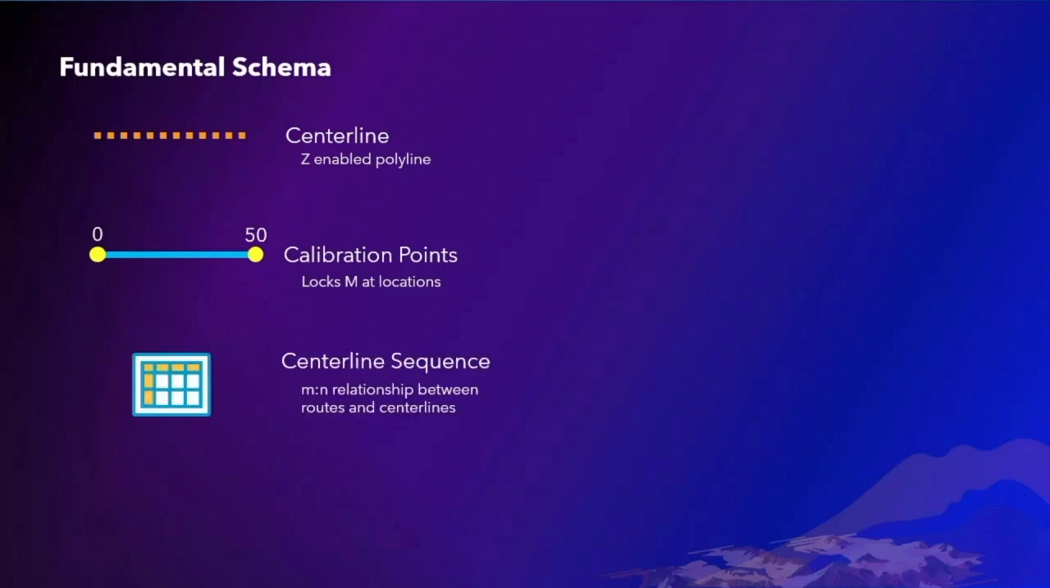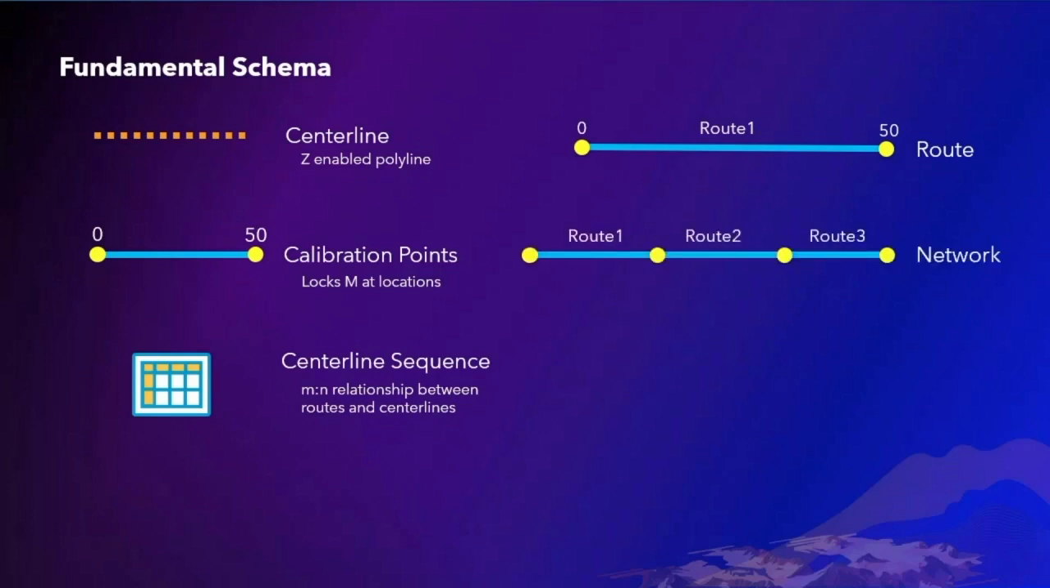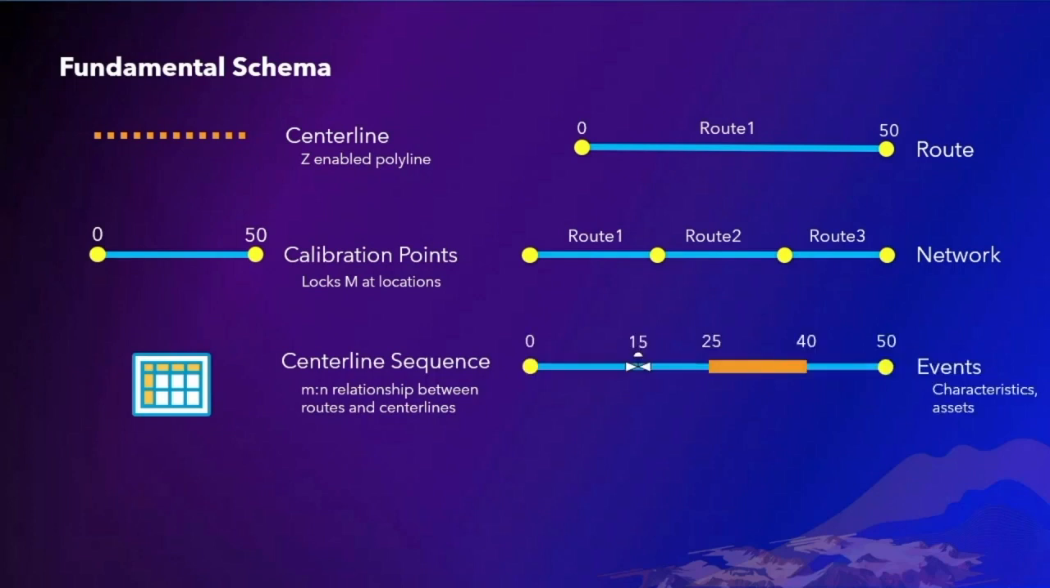The centerline sequence table connects the centerline geometry with the calibration point measures to create routes. And those routes are simply Z and M enabled features. Each route has a unique identifier in order to ensure the correct centerline geometry and calibration point measures are applied. Routes are grouped together and stored in a feature class called a network or an LRS network. Events are the features representing those characteristics or assets that are linear referenced on top of the routes in the network. All of these minimum schema items are normal feature classes and tables within the geodatabase.